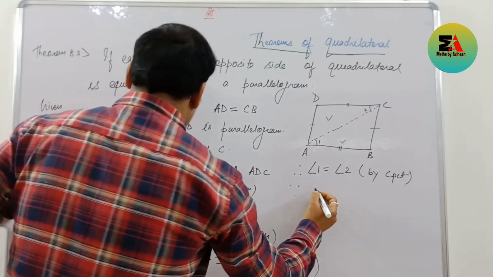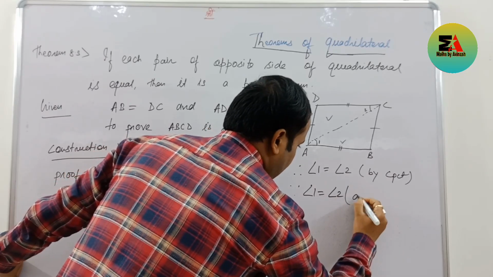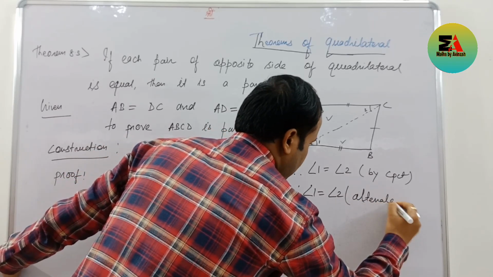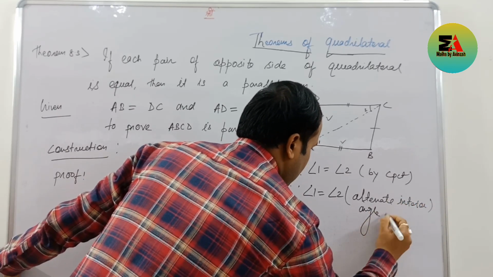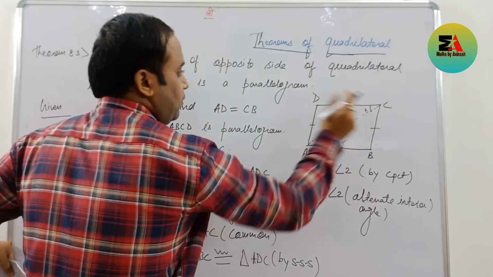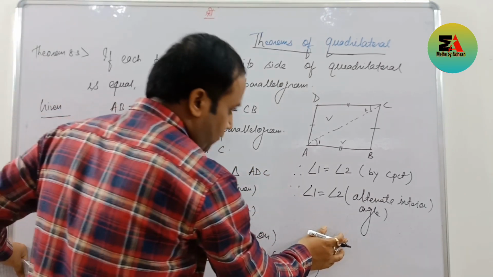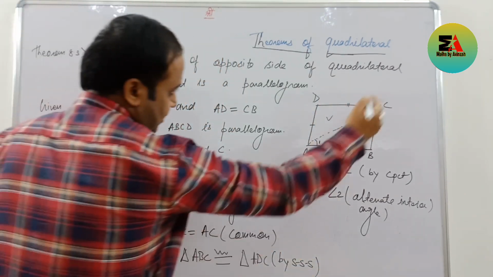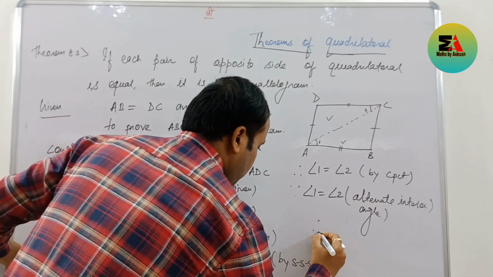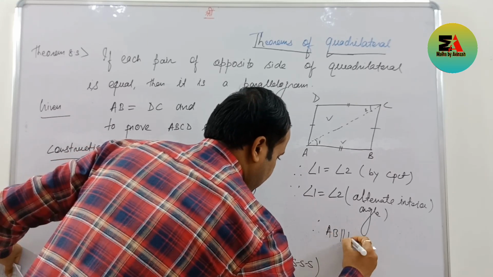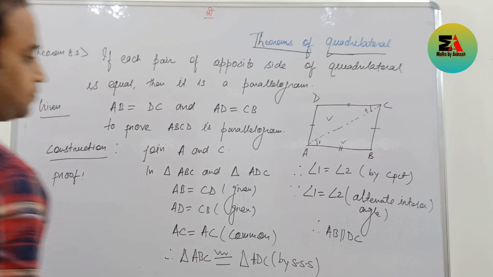Since angle 1 is equal to angle 2, they are alternate interior angles. This angle is equal to this angle. We know that when alternate interior angles are formed, the sides are parallel and the transversal cuts them. So what we write? Therefore, AB is parallel to DC. Up to this stage is clear.